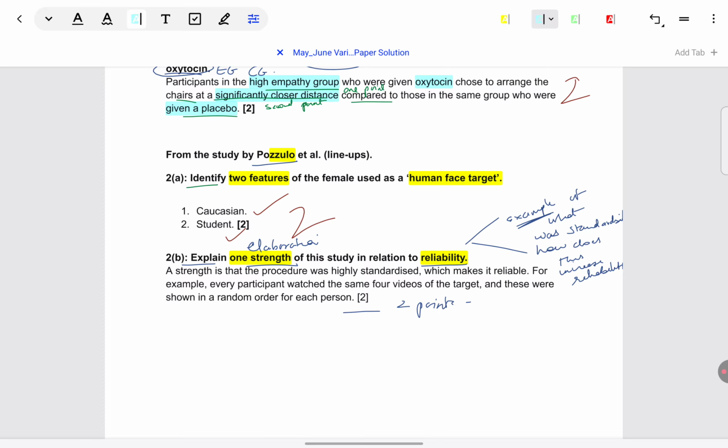A strength is that the procedure was highly standardized, which makes it reliable. Okay, so far it is generic. It just says that the procedure is standardized. But then immediately the student gives examples. Every participant watched the same 4 videos of the target, and these were shown in random order for each person. 2 examples of standardization have been given here. 4 videos of the target, random order. These are two separate examples.